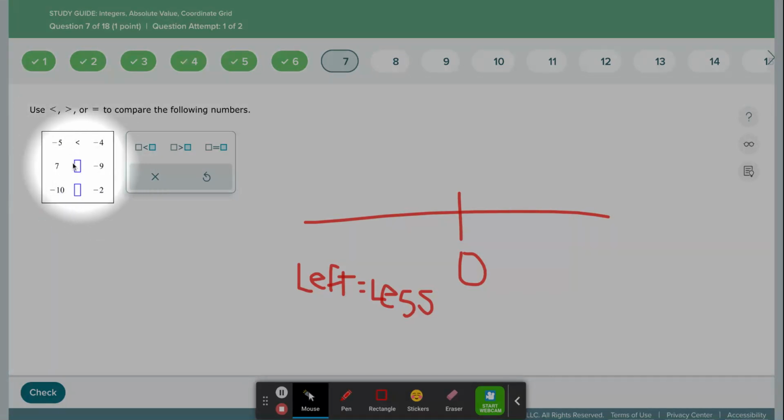This one should be obvious, positive 7 or negative 9. Do you want to have $7 or be in debt $9? Obviously, $7 is more, right? And again, negative 10 and negative 2.